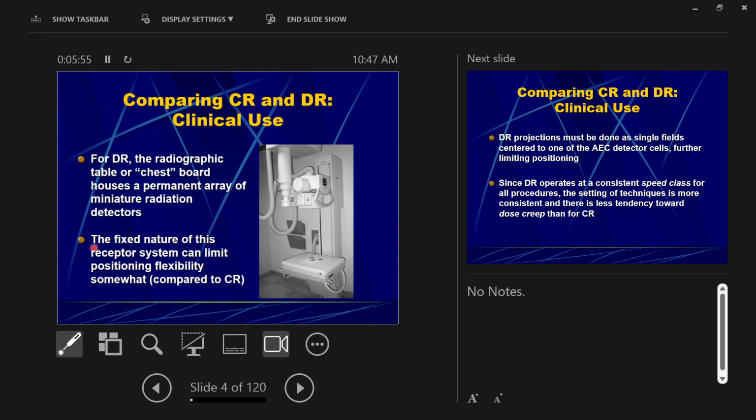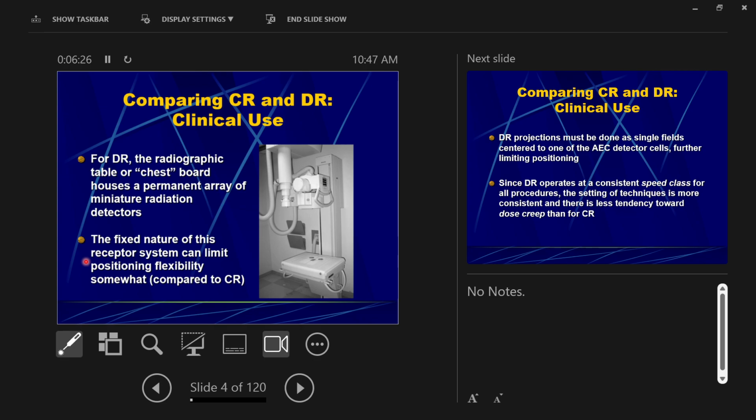If you have a fixed DR system, which are probably still out there in use, right? By the way, these lecture notes are not that old, so this stuff has been changing pretty rapidly. These are only a few years old. The fixed nature of this system can limit positioning flexibility somewhat. With a fixed system, you can't take the plate and put it on the tabletop. There is no plate to put on the tabletop with fixed DR. So you're going to have to learn that there are different types of these direct radiography systems.